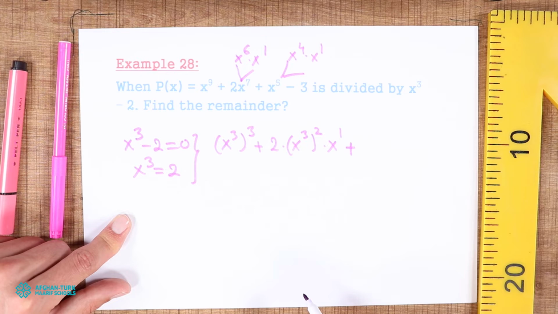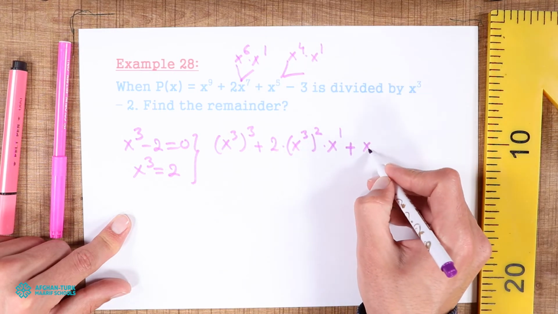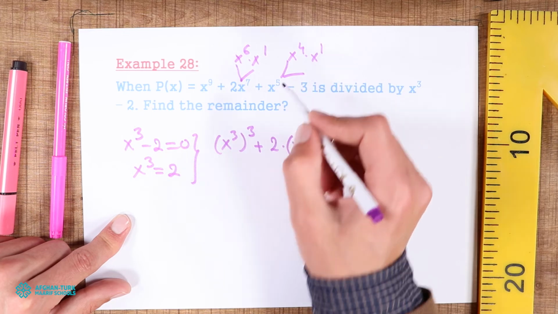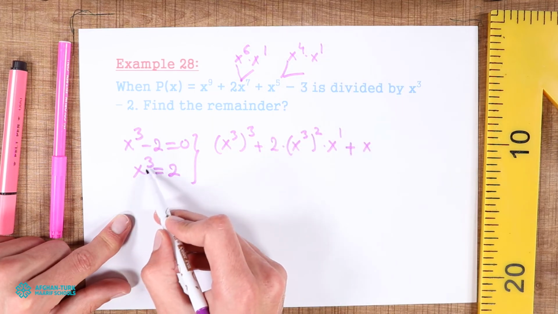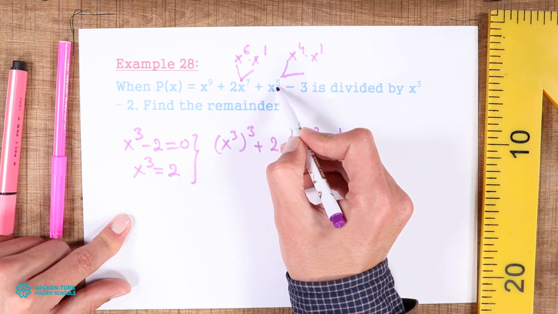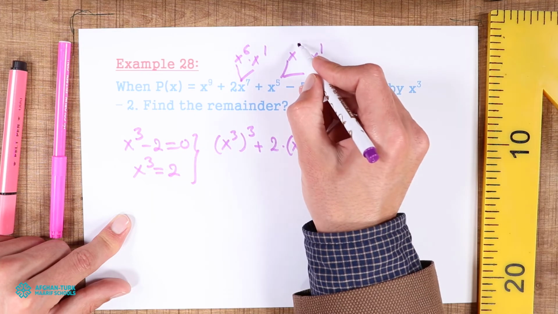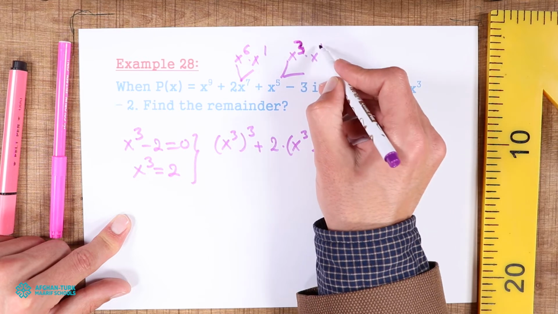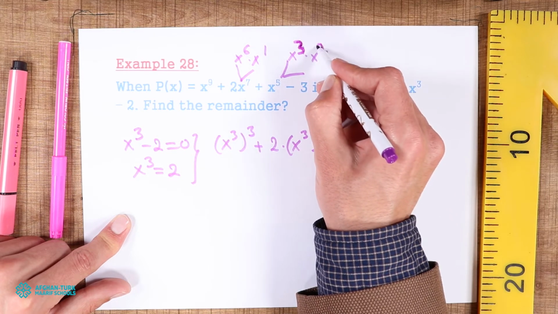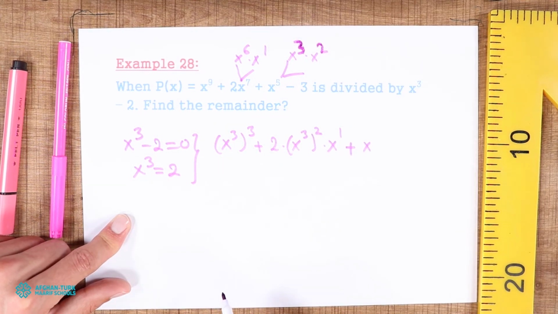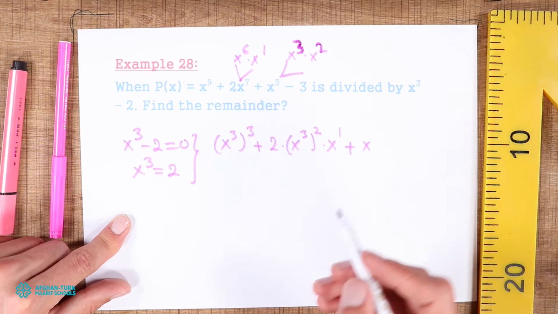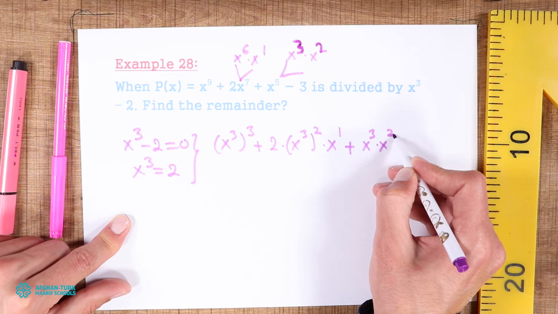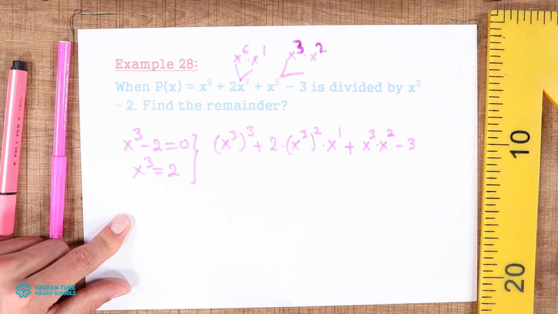Is it correct? Sorry, here we have x to the power of 3, so we must write this as powers of 3. So here you can write x to the power of 3 times x to the power of 2. 3 plus 2 will be 5. So here x to the power of 3 times x to the power of 2, minus 3.